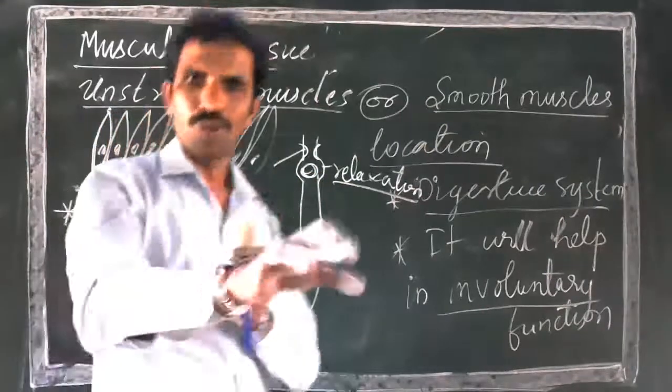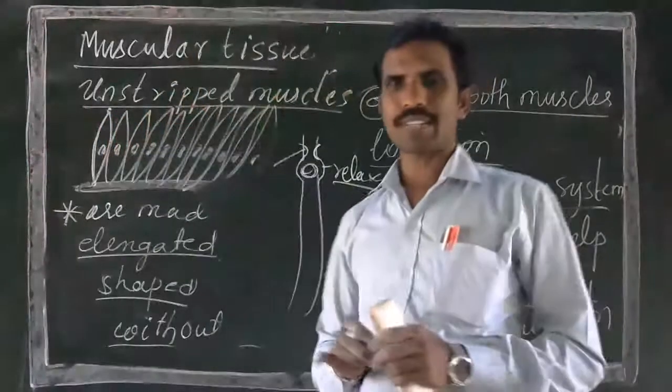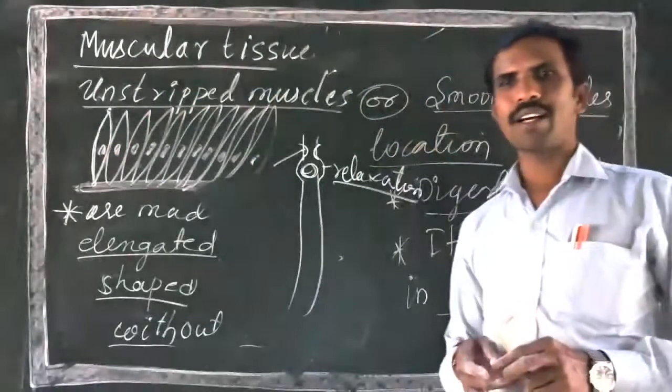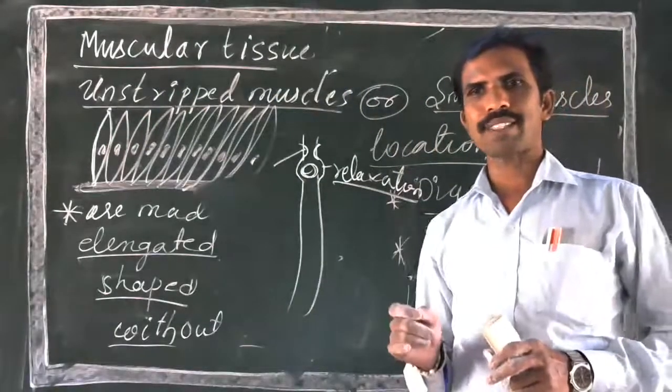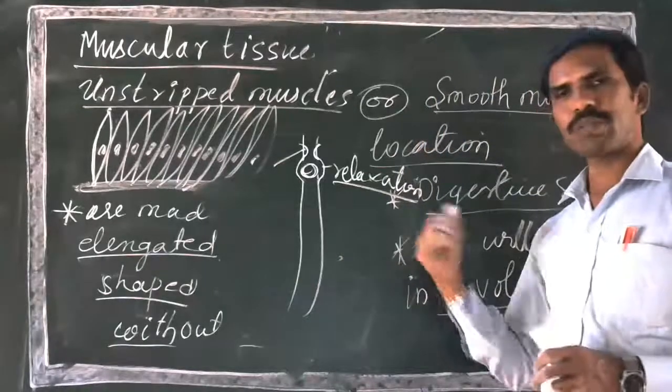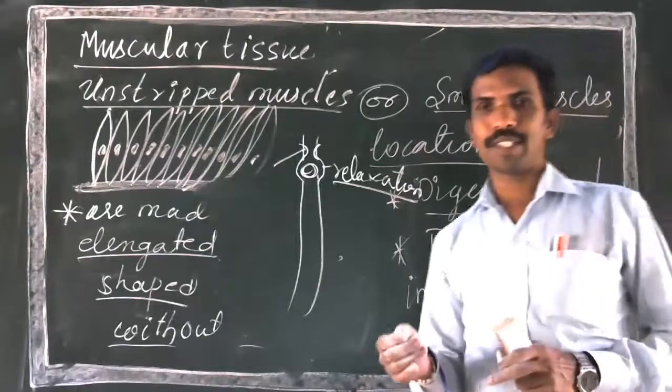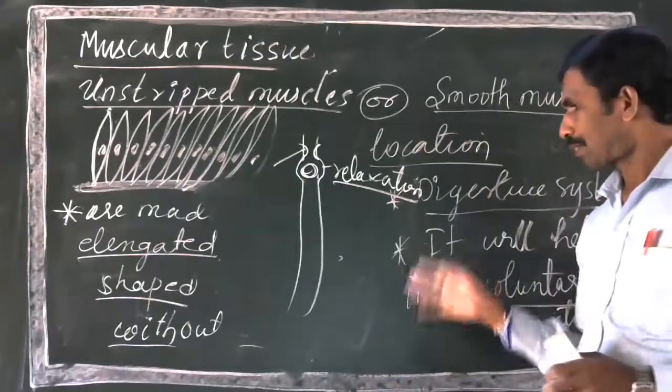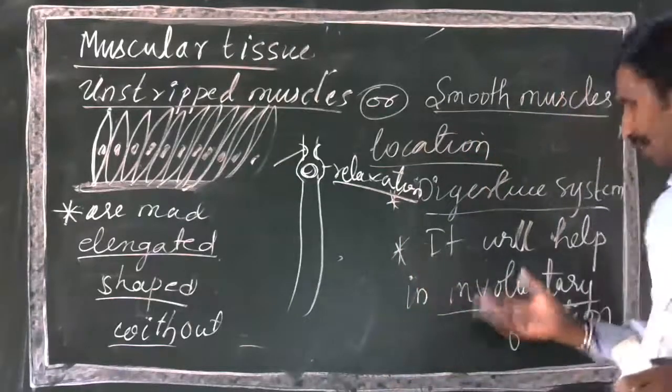One contraction and one relaxation makes the food move inside the esophagus. That movement, as I said, is the peristalsis movement. That peristalsis movement happens inside the digestive system for the movement of the food. This is how it happens. See, that is not in our control actually.